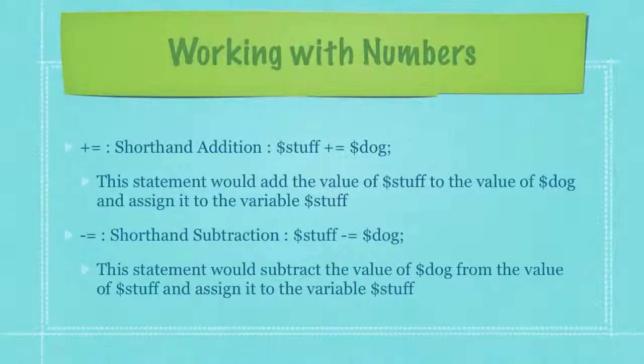This statement would add the value of stuff to the value of dog and assign it to the variable stuff. And in the second example, this statement would subtract the value of dog from the value of stuff and assign it to the variable stuff.